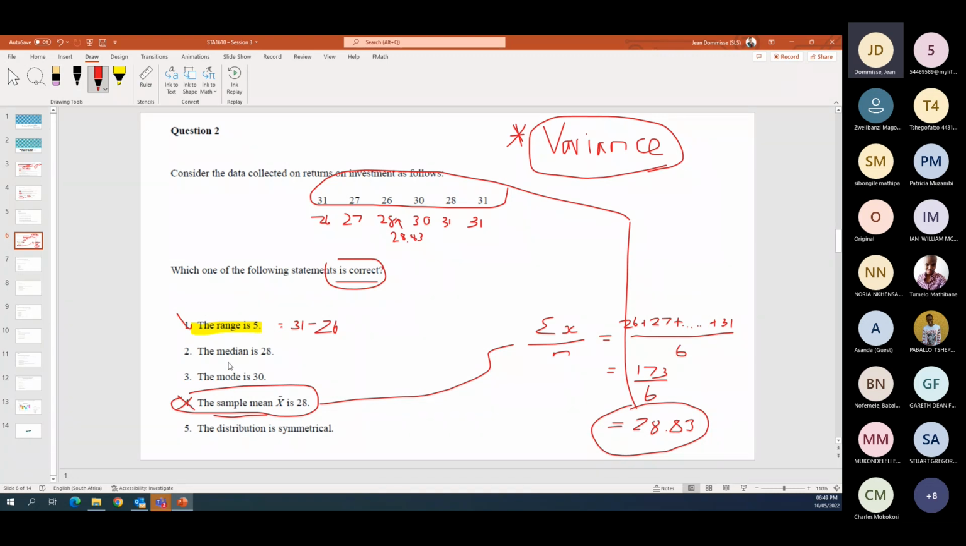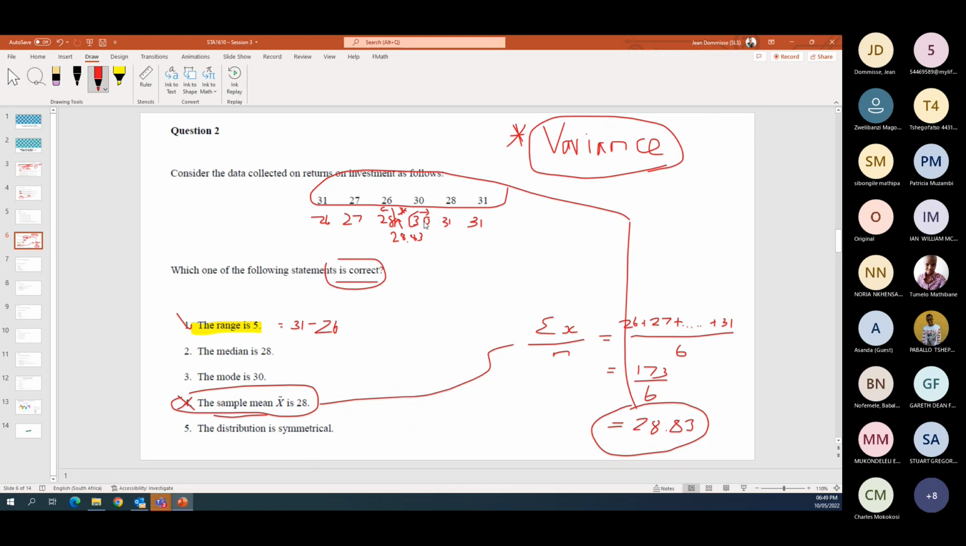So let's just see the median. Okay, so now look at this: 26, 27, 28. So here we have 3 numbers to this side. So your median must be in the middle. This time we don't have another 28. So what is the number that is between 28 and 30?